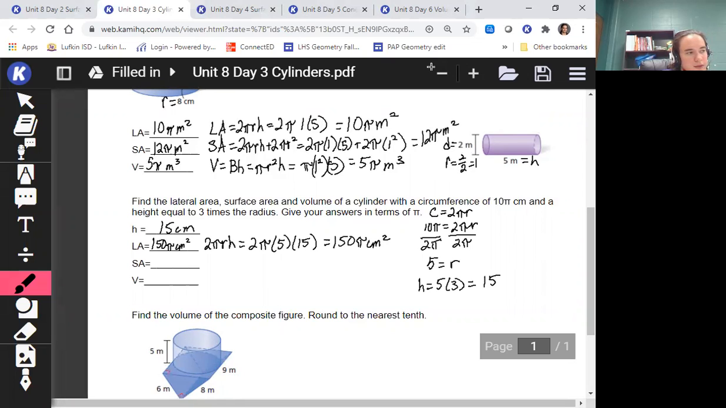And then we need our total surface area, 2 pi r h plus 2 pi r squared. So 2 times pi times our radius, which is 5, times our height of 15, plus 2 times pi times our radius, which is 5, squared. And again, remember, you're typing in everything but the pi, so 2 times 5 times 15 plus 2 times 5 squared. And that equals 200 pi centimeters squared.